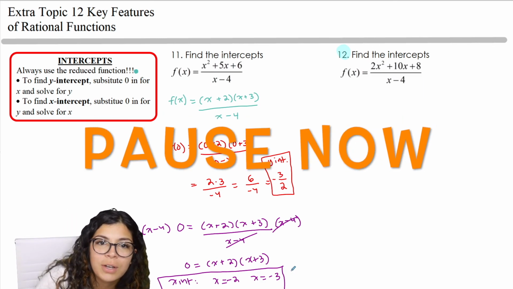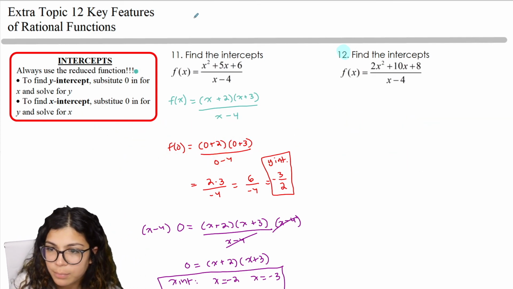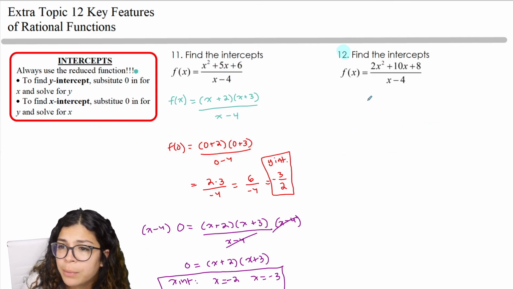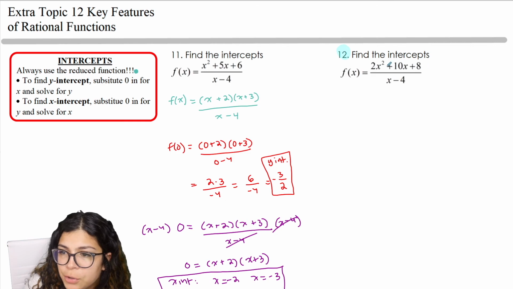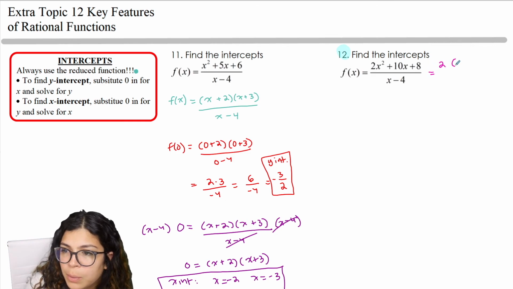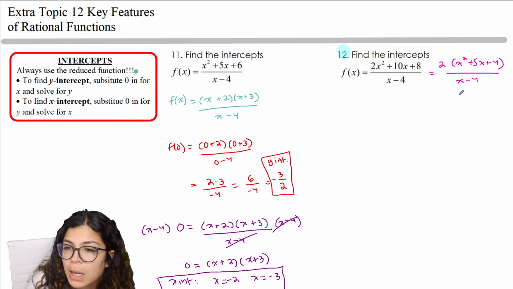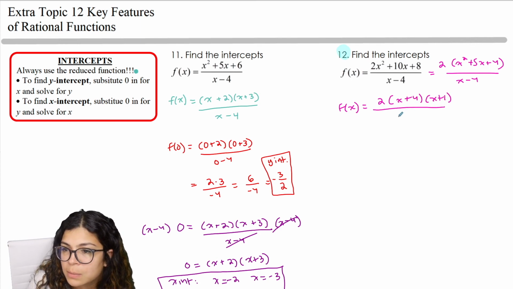All right, so last one, here we go. Factor the numerator, right? We want to factor out a GCF of 2 first, so we could factor that out. That would give us x squared plus 5x plus 4. And then the denominator, of course, is still the same. And then I could factor this further. The numerator would factor into x plus 4 times x plus 1, and the denominator is x minus 4.